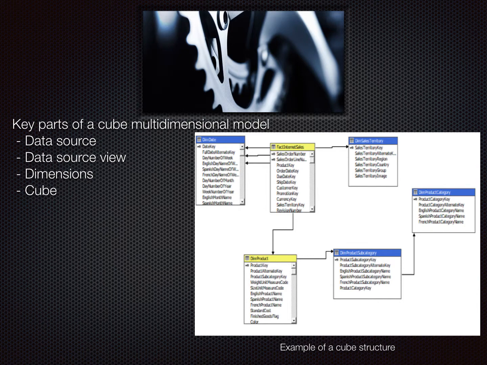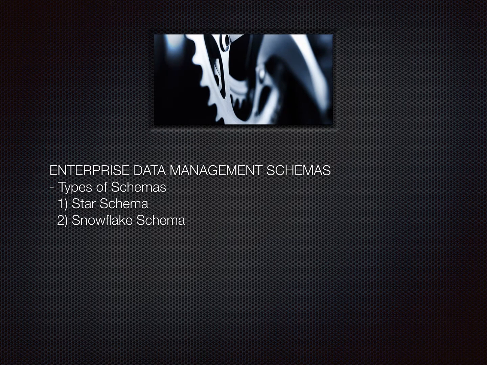And the cube is used to process the data, and then it can be deployed into the database. Now we have to look at the different types of enterprise data management schema. So we have star schema and snowflake schema.